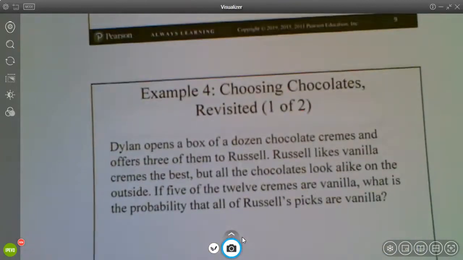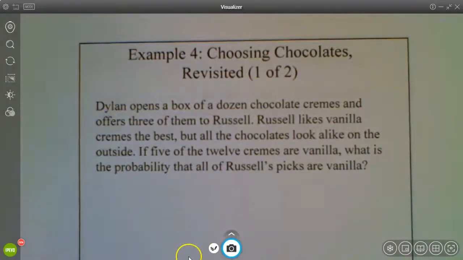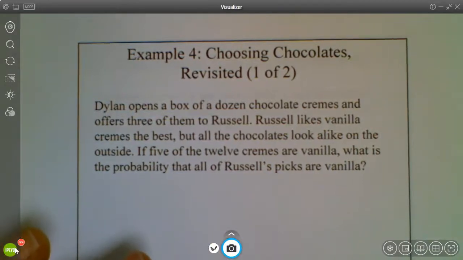All right, let's talk about some specific problems here. So Dylan opens a box of a dozen chocolate creams, offers 3 of them to Russell. Russell likes vanilla creams the best. All chocolates look alike on the outside. So 5 of the 12 are vanilla. What's the probability that he picks vanilla?